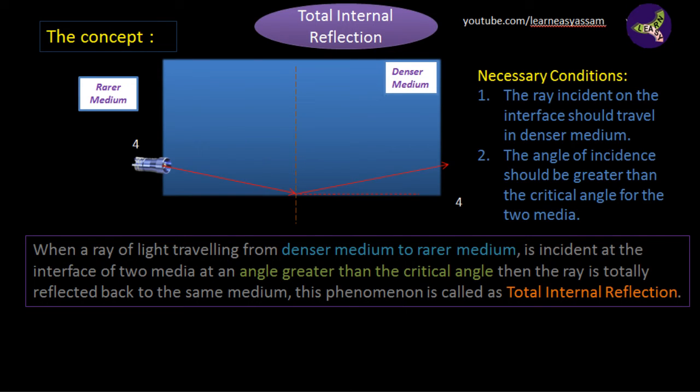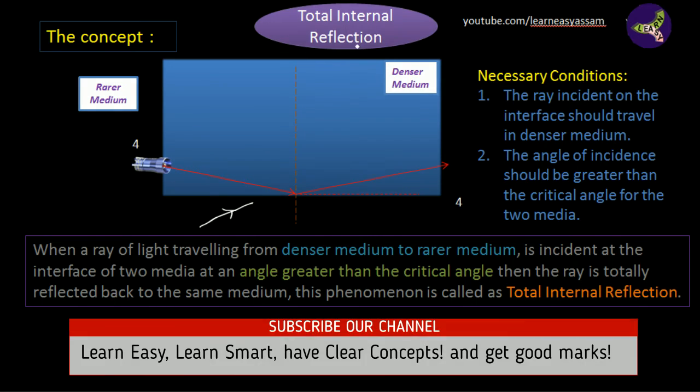So there are necessary conditions for total internal reflection. So what are the conditions? We can see here. The ray incident on the interface should travel from denser medium. So this ray must travel from denser medium. We cannot get a critical angle or total internal reflection if light is coming from rarer medium to denser medium. It must be coming from denser medium to rarer medium. Then we may get the phenomenon of critical angle and total internal reflection.